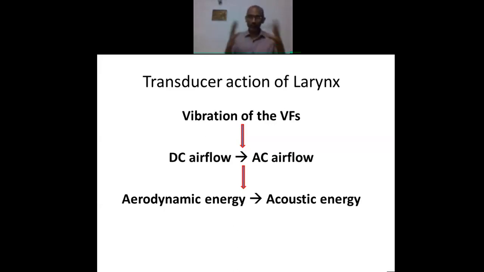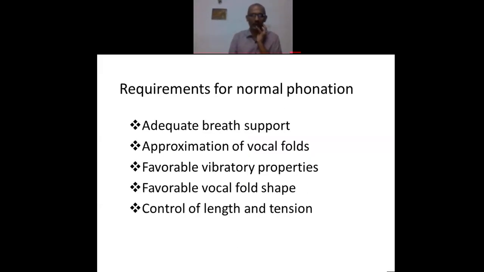What is it? The vibration of the vocal folds converts the direct current airflow coming from below, from the lungs, trachea, subglottis, into an alternating current airflow. Hence, the aerodynamic energy associated with the direct current airflow is converted to acoustic energy of the alternating current airflow. So there you have the sound being produced. What was air has now become sound. Your F0, the fundamental frequency. That is the transducer action of the larynx, which finally produces the basic human sound. And these are all the requirements for normal phonation. From all the talk till now, this would be obvious. You need good lungs functioning properly, good muscle body, basically good body and cover of the vocal folds.